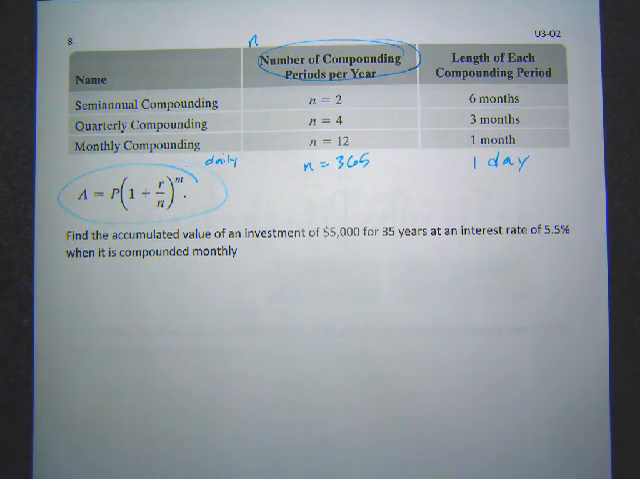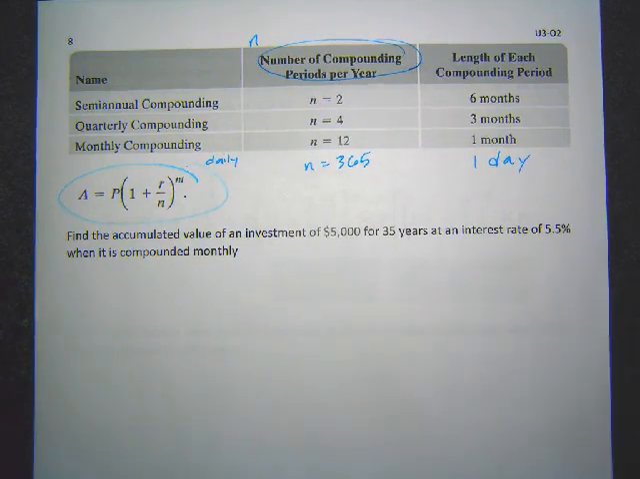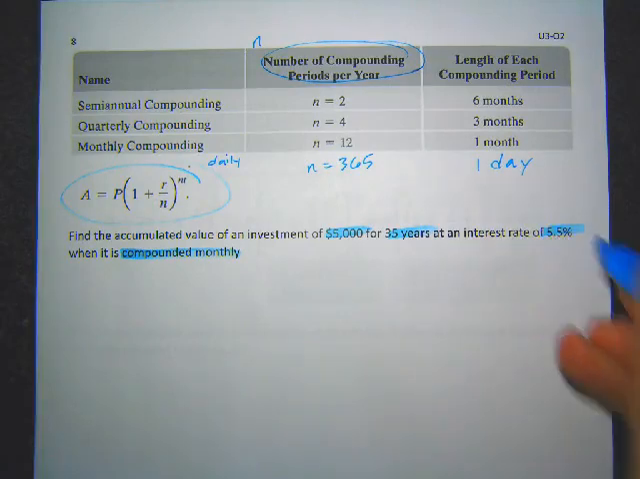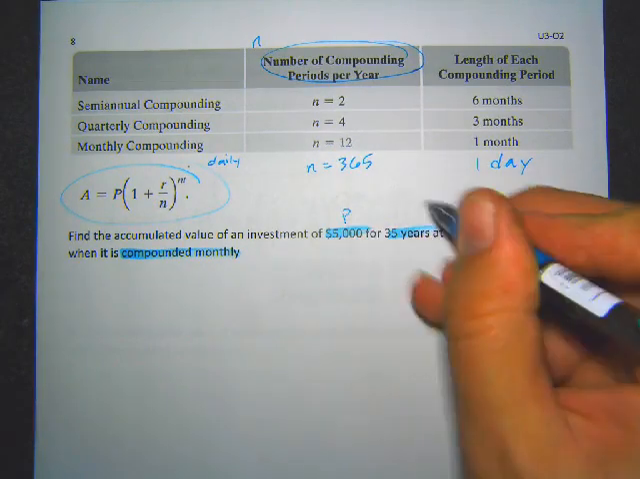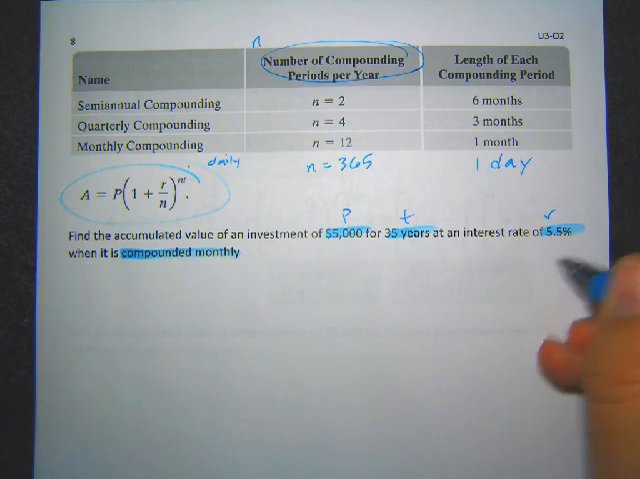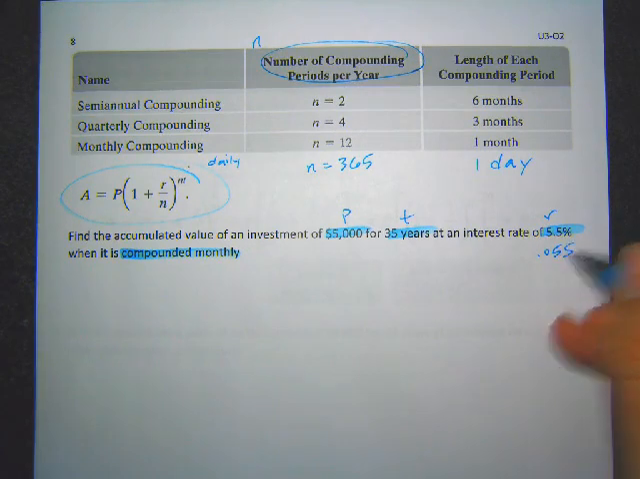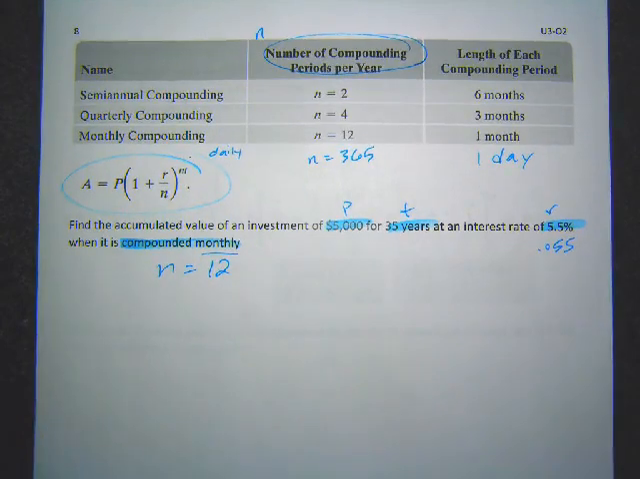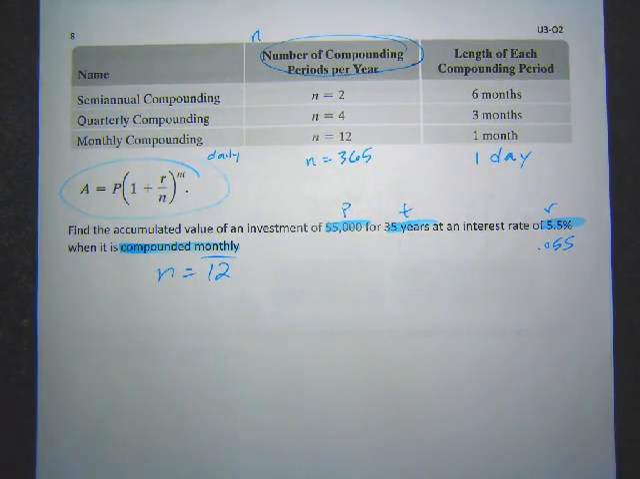So we're going to try this again, but now for compounded monthly. It's the same $5,000, 35 years at 5.5%. None of that changed. That's the same principal, time, and rate, which is really 0.055. But now we're compounding monthly, so N is going to be 12. And we'll see how this actually makes us more money. When you invest our money, we're going to try and compound more frequently because it'll make us more money.